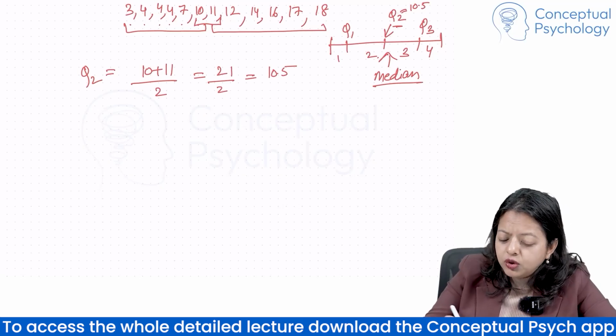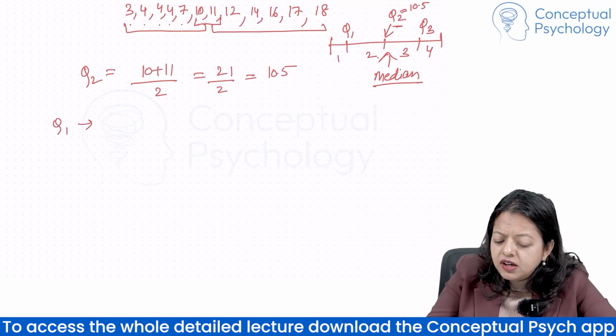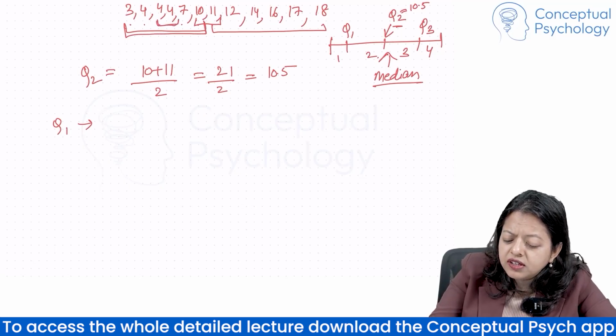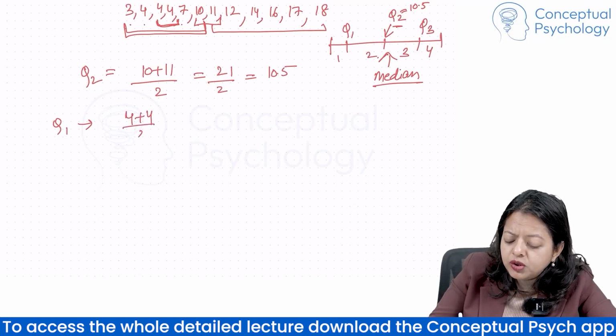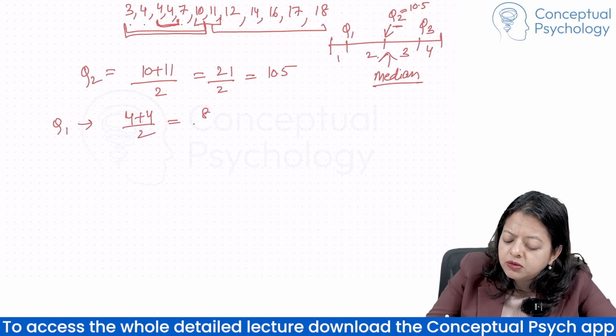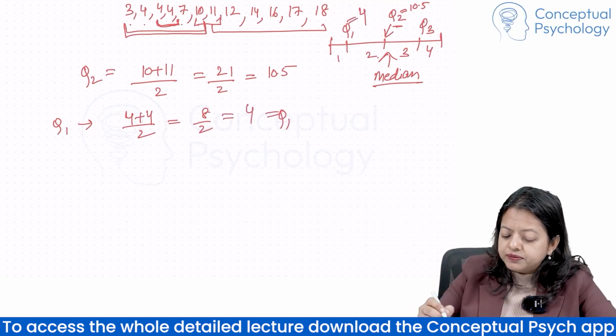Now we move on to Q1. We have to find out Q1. We have to take the middle value of this. So 1, 2, 3, 4, 5, 6. So middle values are these two. Again, even number of observations. So 4 plus 4 upon 2, 8 by 2, which gives us 4. So this is Q1. Q1 is 4.